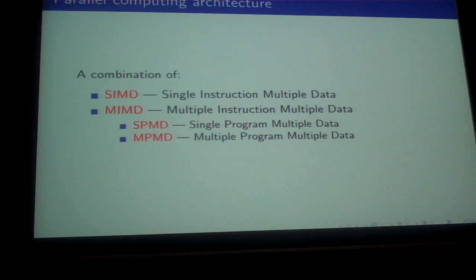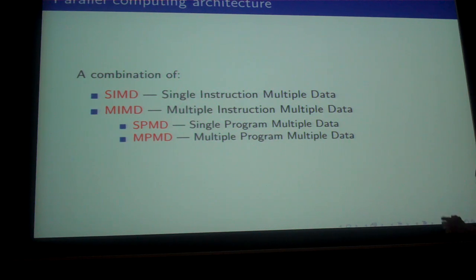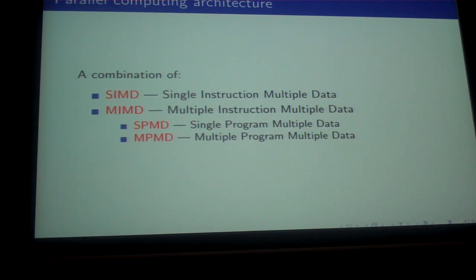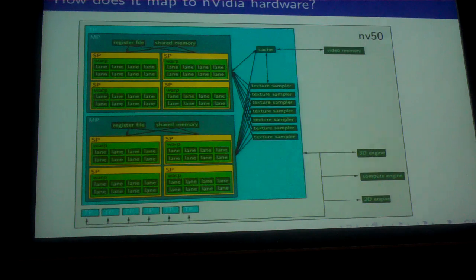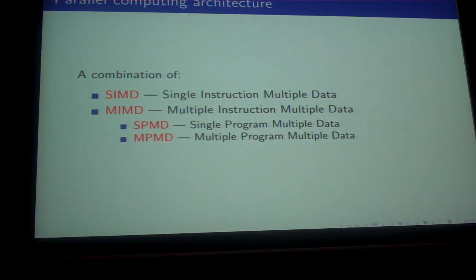There's also another way this model could be supported: if, for example, each processing element in turn supports some kind of vector instruction architecture. So in that case, each processing element, like on each lane here, will also support vector instructions and could do the same operation in vectors of four elements or whatever. But that's not the case on NVIDIA hardware.